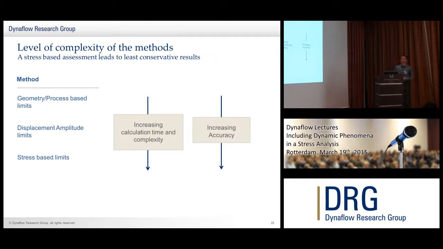Okay. Just to give you a sort of overview of the three types of methods we've been talking about, we can start with the geometry or process-based limit. This is typically very easy to apply on a whole system perspective. You have to deal with the spreadsheet. However, there is a level of conservatism in this, and moving through to look at the ones that fail that with a more detailed approach based on displacement amplitudes, and also stress-based limits, you would increase the calculation time and complexity, but you'd also increase the accuracy of your calculation.